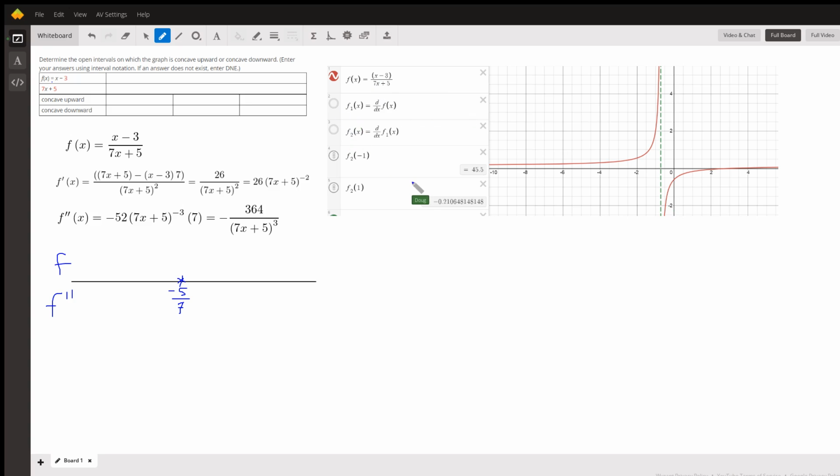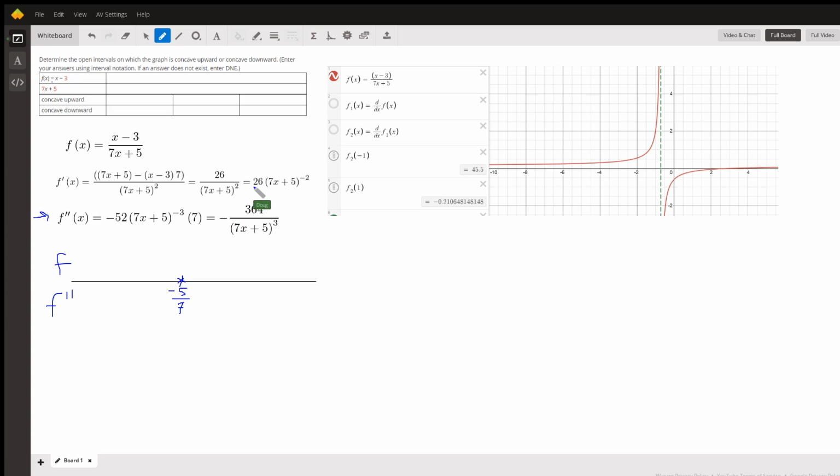To test for concavity, you need to find the second derivative. And that starts by finding the first derivative using the quotient rule. So we've got the denominator times the derivative of the numerator, which is 1. I didn't show that here. Minus the numerator times the derivative of the denominator, all over the denominator squared, quotient rule. And that simplifies to 26 over 7x plus 5, the quantity squared.